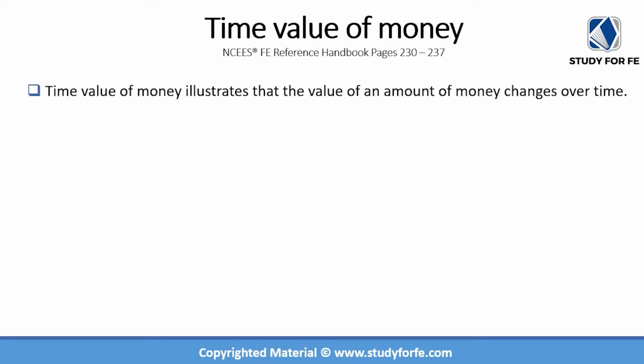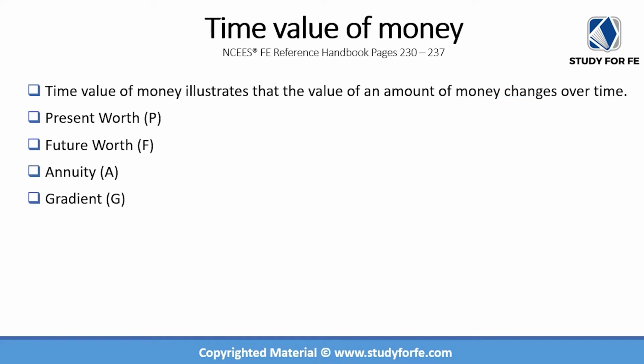Time value of money illustrates that the value of an amount of money changes over time. So you would have probably heard this common saying that you don't become rich by saving. Saving basically safeguards you against risk, against unknown scenarios, so that you can actually weather the storm. But in order to become rich, you'll probably have to invest your money.